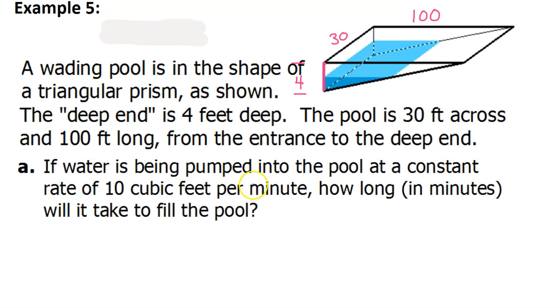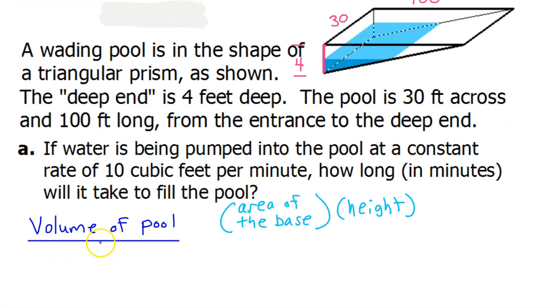Notice they are not asking us for some kind of a rate, so this is probably not a calculus problem. Let's find the volume of the whole pool. The volume of a prism is the area of the base times the height. The base of a prism is the similar shape that's on both ends of the prism. So we have a triangle here in the front, a triangle in the back. These triangles are the bases. So the area of the base is the area of one of these triangles.